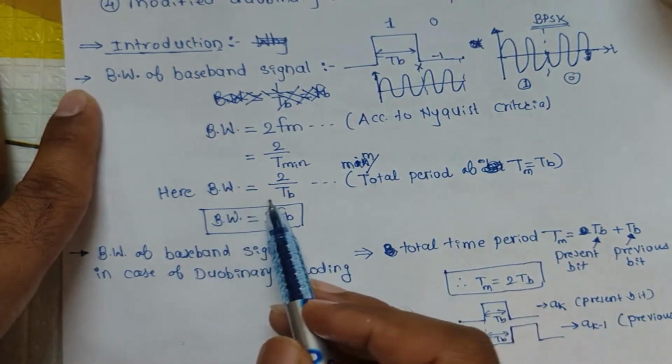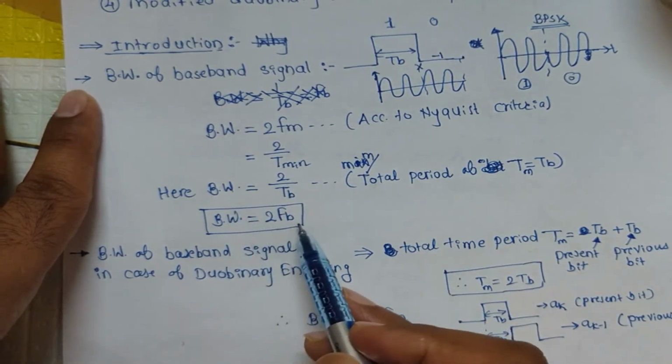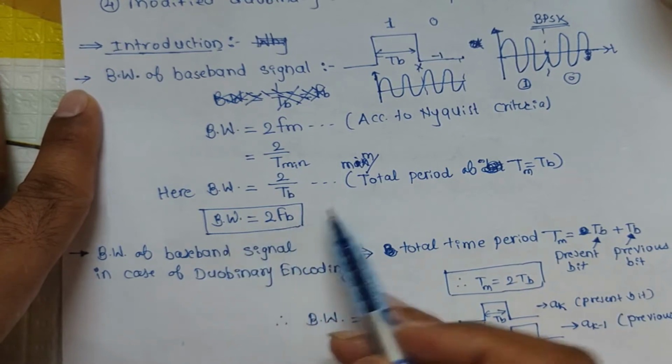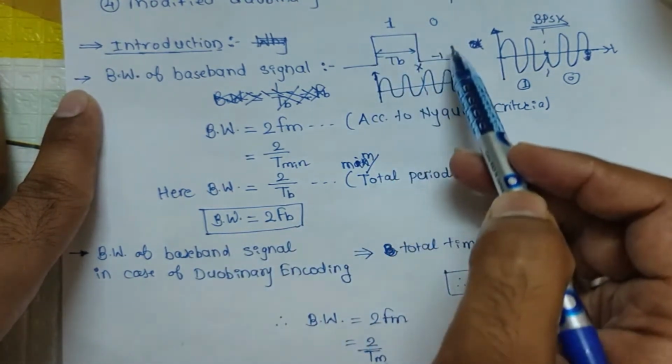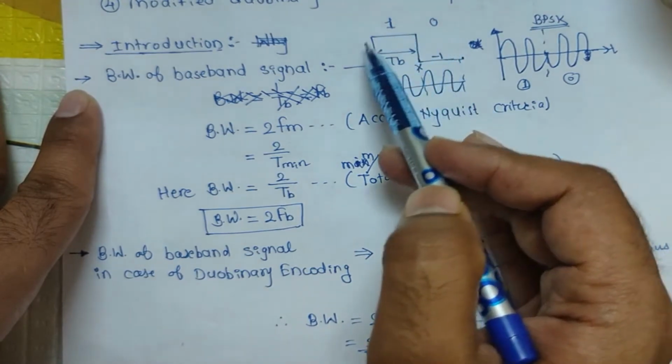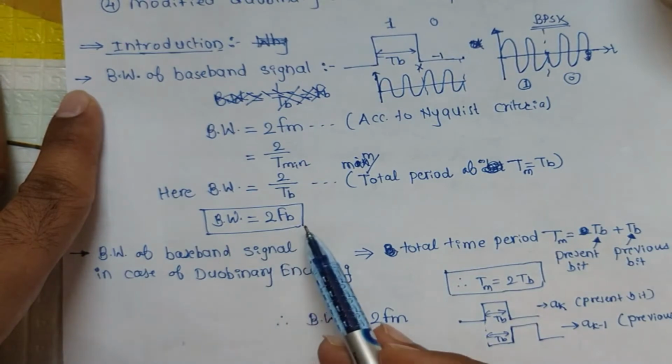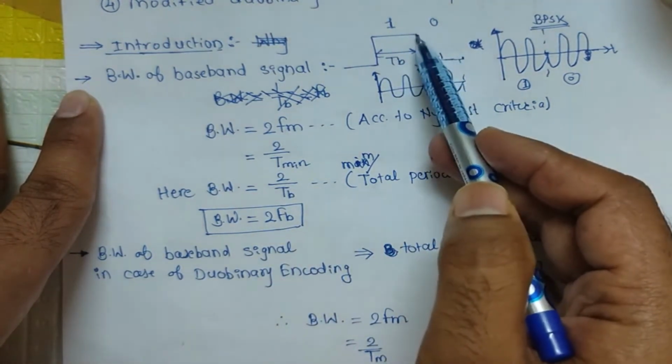So what will be the bandwidth here? 2 upon Tb is nothing but twice Fb, where 1 upon Tb is the bit frequency. So the bandwidth of this particular baseband signal, which we can call an uncorrelated signal, is, for example, twice Fb. Now why do I call this an uncorrelated sequence?